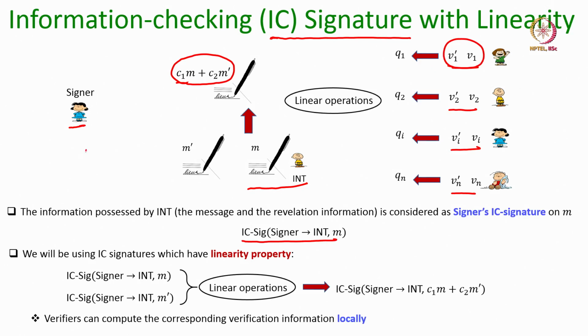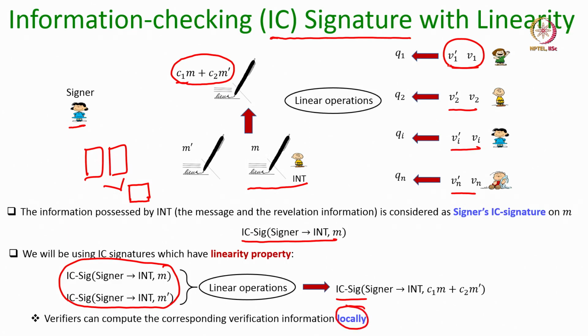That means, if there are two documents signed by the same signer and given to int, and if in the protocol it is required that there is some publicly known linear combination, and int needs to get the signer's signature on this linear combination of two messages, it need not run a fresh instance of ICP. Int can generate its IC signature just by performing a linear operation on whatever IC signatures it has received for m and m prime from the signer, and correspondingly verifiers can also compute their part of the verification information from the verification information corresponding to m and m prime. That is what we mean by the linearity property of IC signatures.